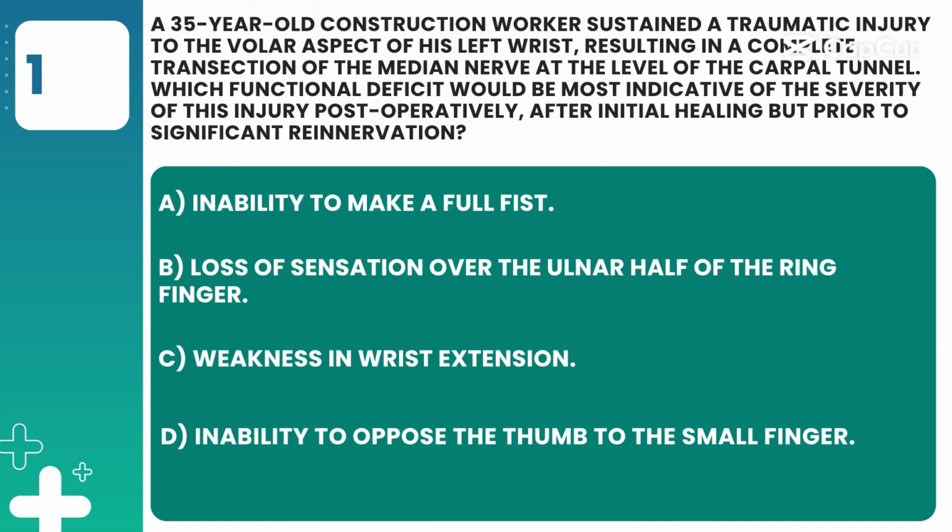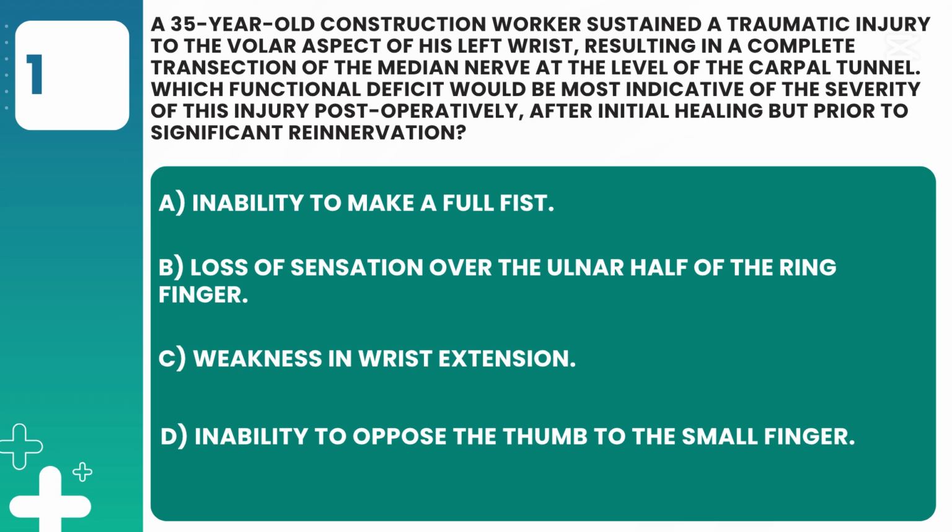Question 1. A 35-year-old construction worker sustained a traumatic injury to the volar aspect of his left wrist, resulting in a complete transection of the median nerve at the level of the carpal tunnel. Which functional deficit would be most indicative of the severity of this injury postoperatively, after initial healing but prior to significant reinnervation? A. Inability to make a full fist.